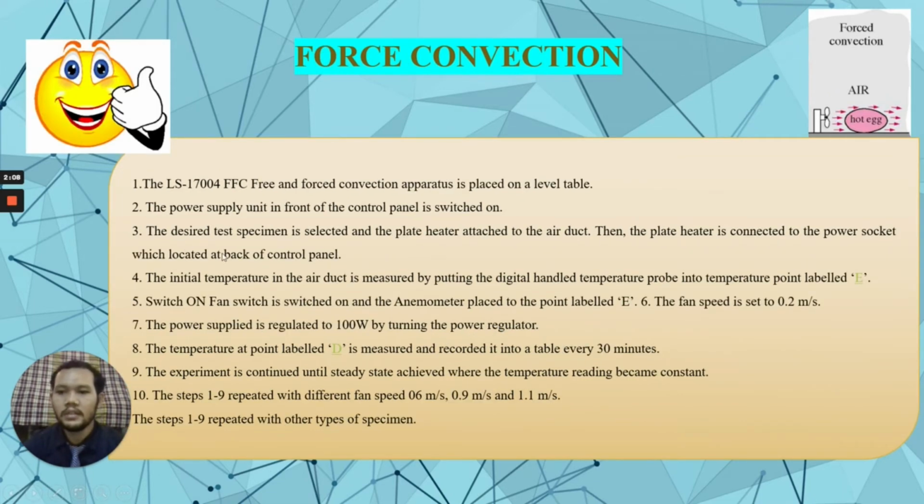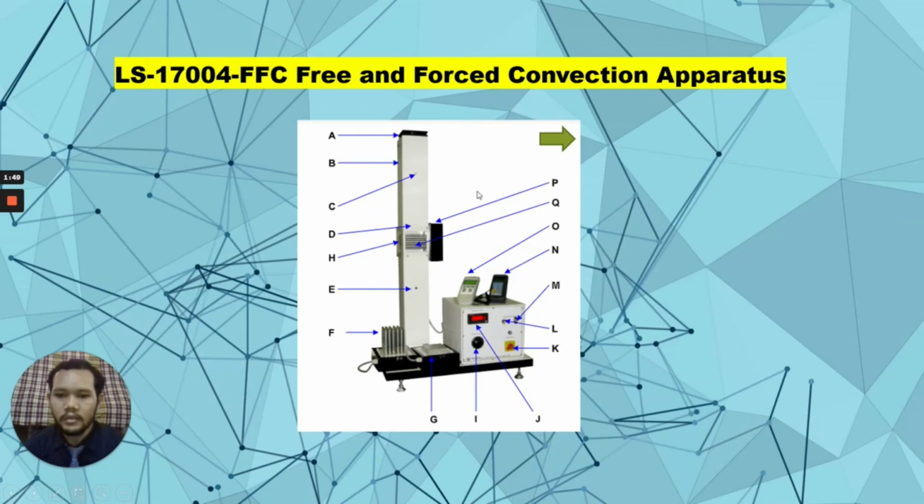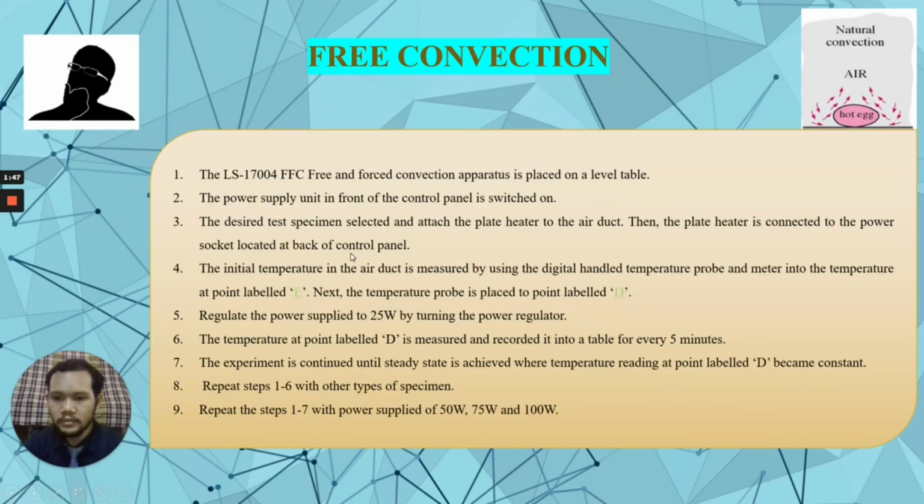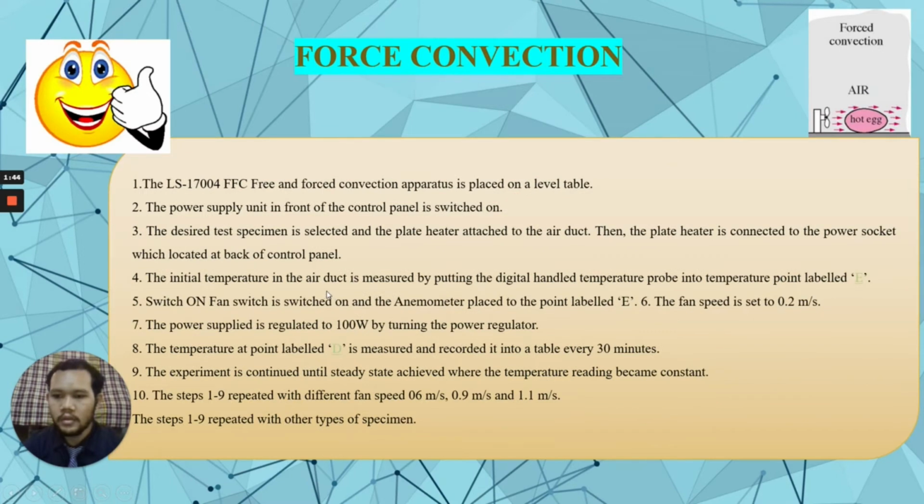For the forced convection, step 1 until step 3 is the same as the free convection. For the fourth step, the initial temperature in the air duct is measured by putting the digital handle temperature probe into the temperature point level E. Then switch on the fan and place the anemometer at the point at level E. 6. The fan speed is set to 0.2 meter per second.